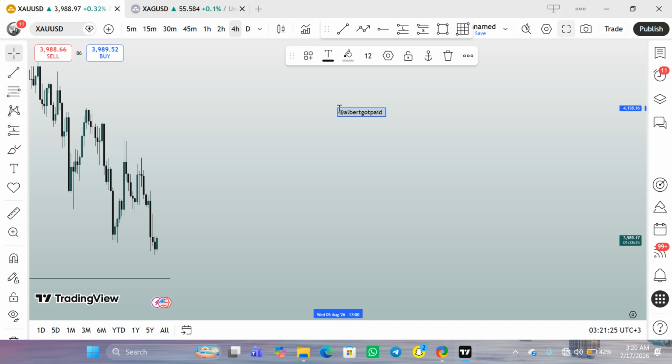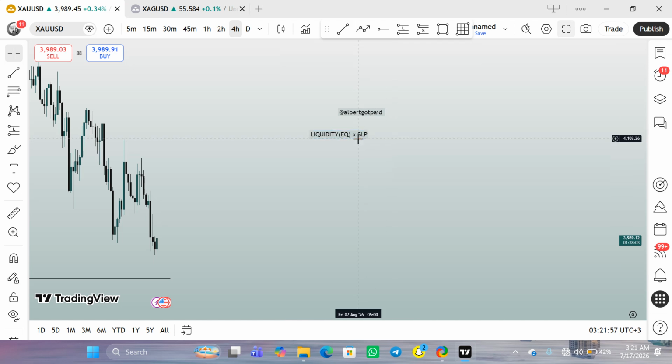So the strategy I'll be sharing with you guys is just simple. It's blending liquidity, let me say equity edge, x SLP, the normal SLP we all trade.